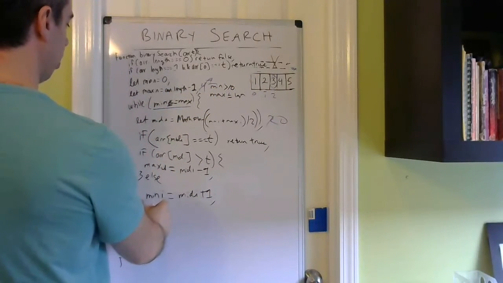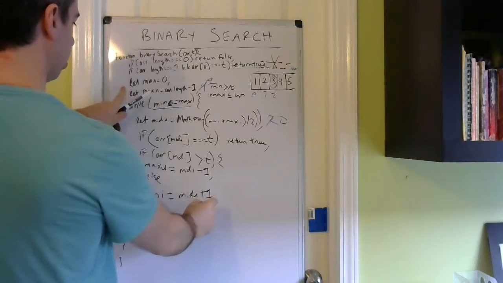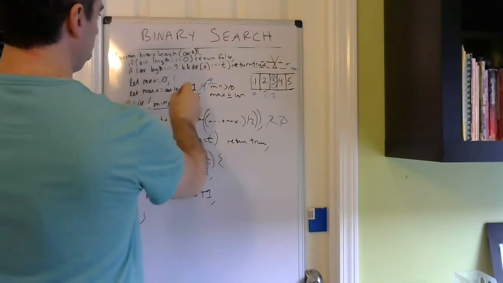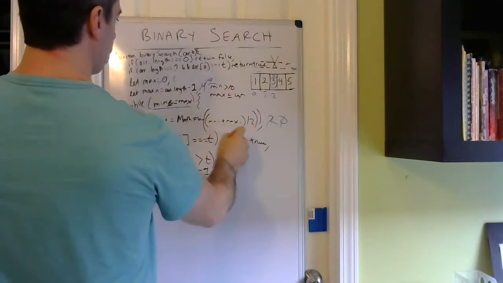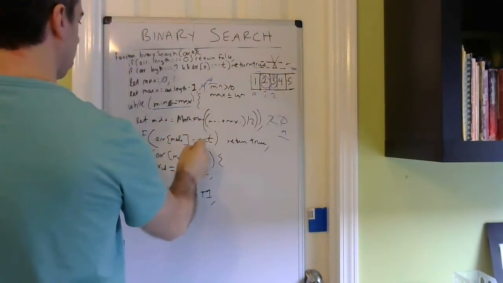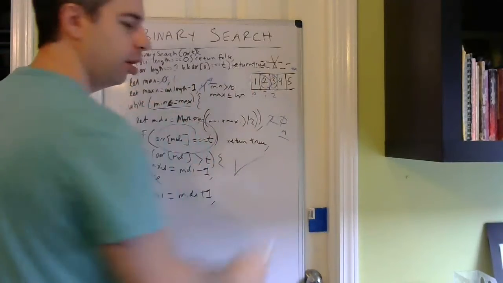So now minimum index is equal to middle index plus 1. So that would be 1. 1 plus 1 is 2. 2 divided by 2 is 1. We've hit our target. We got it here. Boom. We are done. Return true.